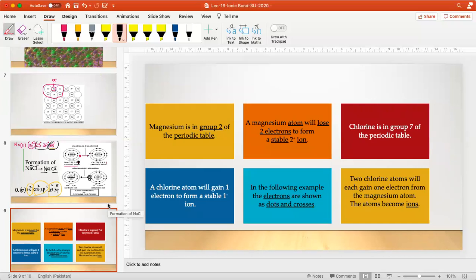One more thing we have to check: magnesium, group 2 of the periodic table. If we take magnesium, what we are actually making is magnesium chloride. Now there is a difference between this bond, which we just learned, sodium chloride, and magnesium chloride. What's the difference? The sodium chloride has 1 chlorine and magnesium chloride has 2 chlorines. The reason is that sodium is in group 1.